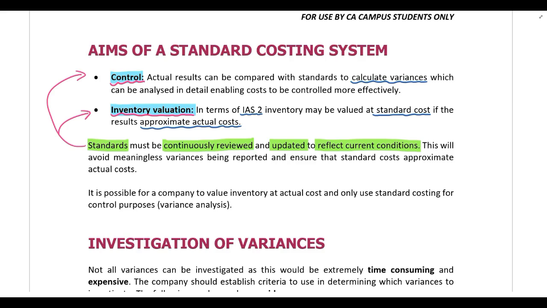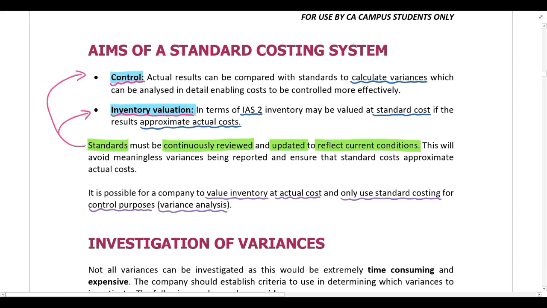So it's very important for both control and for inventory valuation that standards are continuously reviewed and updated. Now, it's also important to note, guys, that it's possible for a company to still value their inventory at actual cost. So, for example, they might value their inventory using the first in, first out method or the weighted average method. They don't value their inventory at standard cost, but they only use standard costing for control purposes, or in other words, for variance analysis.